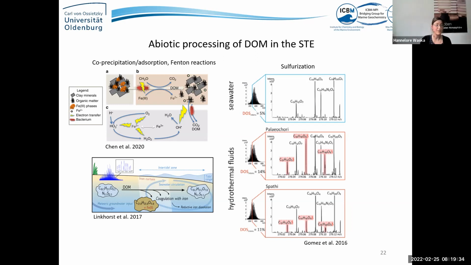There is also the possibility of Fenton type reactions, so this type of iron cycling, oxidation reduction cycles. There could be some inorganic DOM degradation, even conversion to CO2, but this has not been quantified as far as I know.